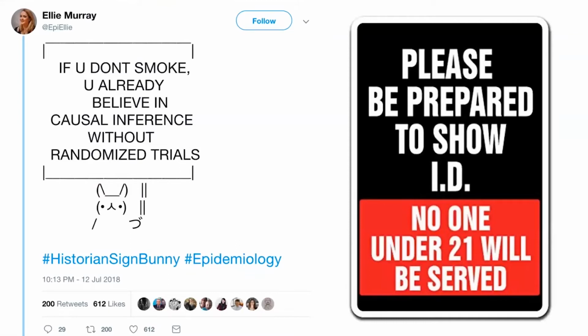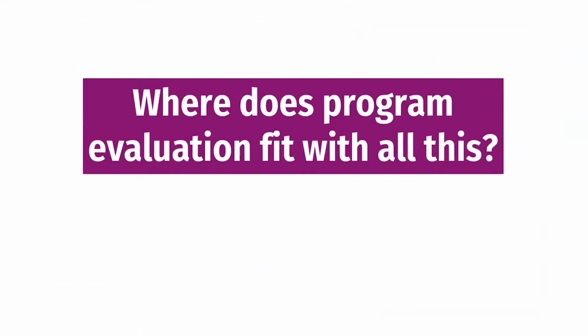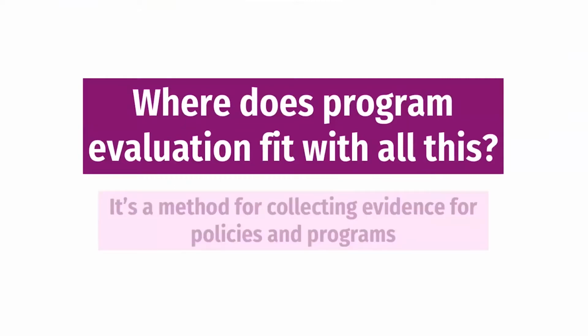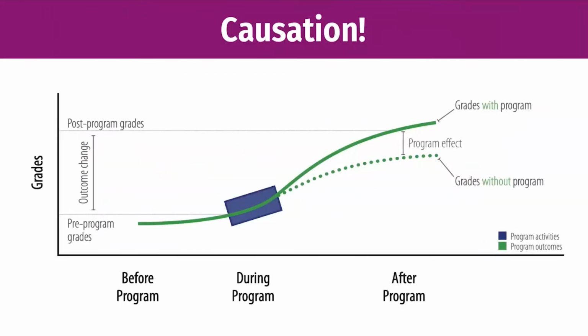So with this, program evaluation is essentially a way of trying to find the effectiveness of a program and prove its causation and prove the causal effect that it has. The easy way of thinking about it is this right here. This shows a hypothetical program that's trying to boost student grades. Before the program, the grades are low. During the program, something happens. And then after the program, if you're in the program, your grades are higher. And if you're not in the program, your grades are a little bit lower.